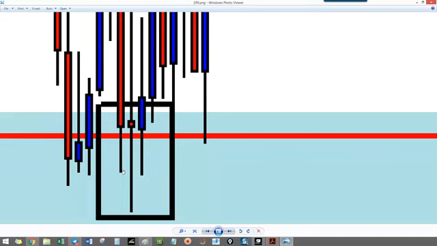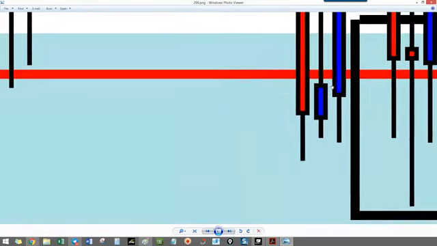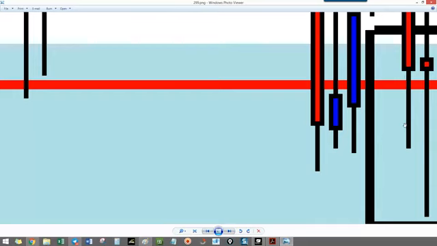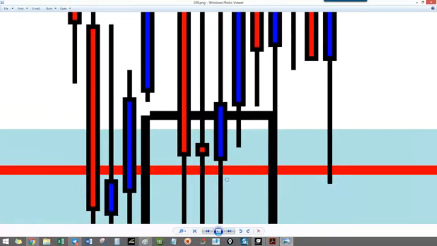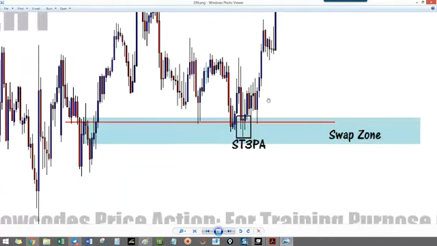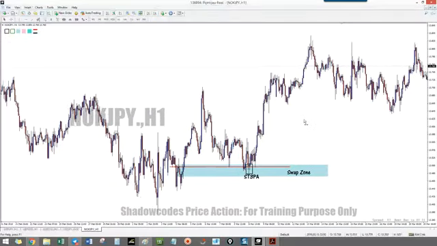Okay, so usually what I will do after it forms the ST1, okay, over here is ST1, right? And then it takes this ST1. Okay, I will instant, or I will put a pending order here. Okay, and then it will go like that. Okay, so let's find another one.